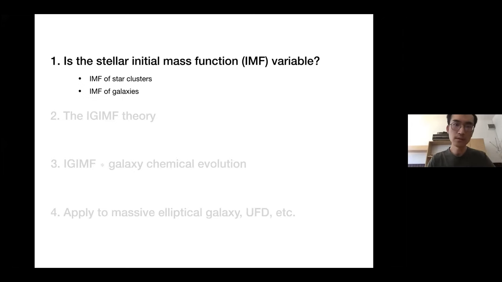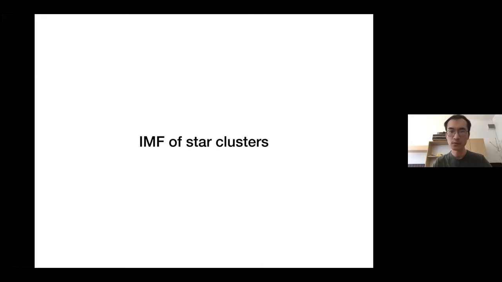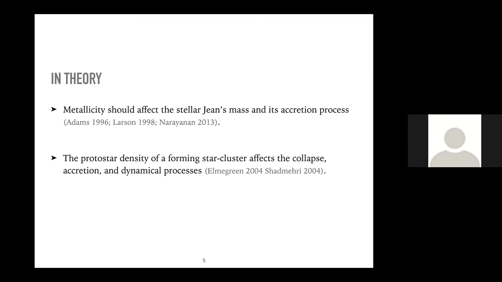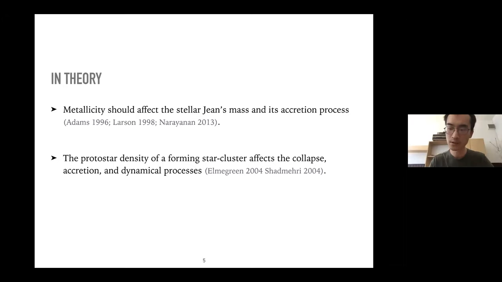So let's dive into the first part on the history. Is the stellar initial mass function variable? I will talk separately for star clusters and galaxies, because if the initial mass function is not universal, then it will be different for different systems intrinsically. So the IMF for star clusters, in theory, it's very natural to assume that the IMF will change depending on the physical conditions when the star forms. I will not go into the details of this theory, but in short, people find that the metallicity of the gas cloud that is going to form stars and the star forming intensity should, in principle, affect the IMF.